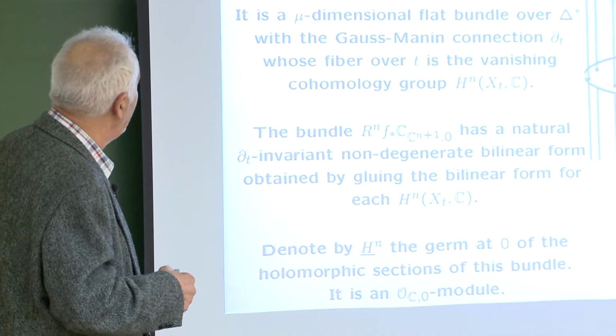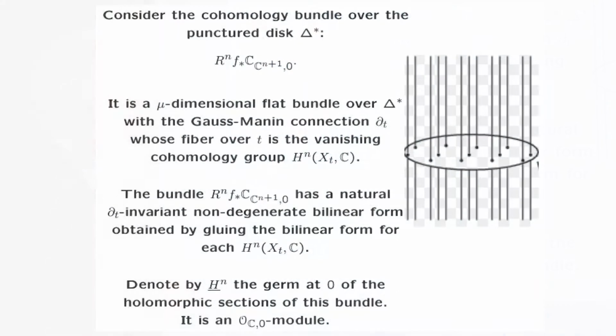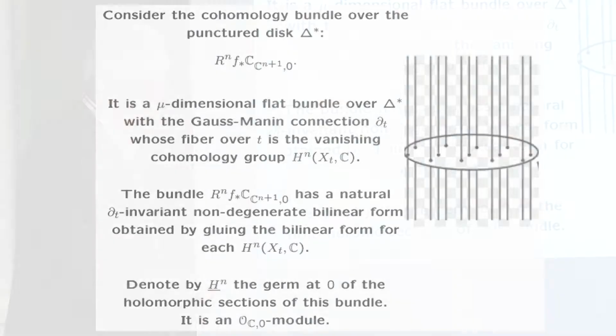So now, consider the cohomology bundle over the punctured disk. Here we're pushing forward. So what we're doing is we have this bundle, and over here we have this Hn. It is a mu-dimensional flat vector bundle, as I explained, over the punctured disk with the Gauss-Manin connection, whose fiber over t is these vanishing cohomology groups. Now, this bundle has a natural invariant non-degenerate bilinear form obtained by gluing together each of these. And we denote by Hn bar the germ at 0 of the holomorphic sections of this bundle.